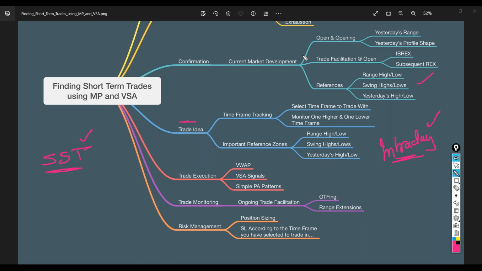Your time frame, higher time frame, lower time frame will change. Important reference zones will change. Action points will change. So that is the reason why you need to first be very sure of the time frame. Even though I have written it here, select a time frame to trade, you have to be sure about that beforehand. Now that you're developing a trade idea, in this case you're trying to short, and that was an intraday short. Then you monitor one higher time frame, one lower time frame.